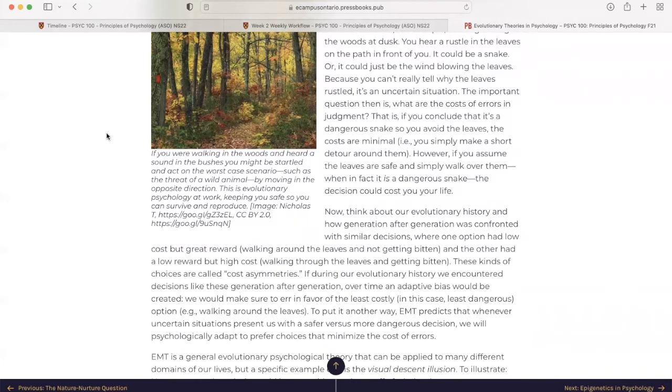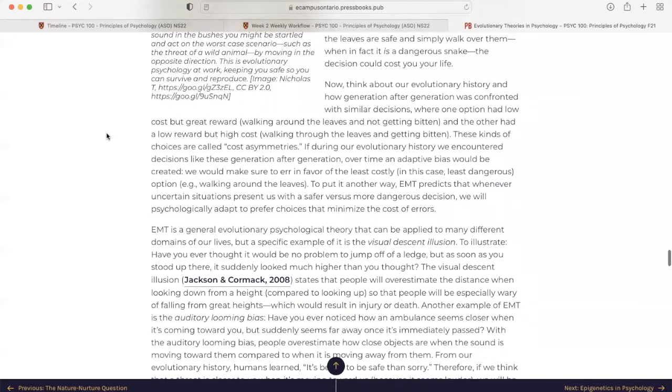However, if you assume the leaves are safe and simply walk over them, when in fact it is a dangerous snake, the decision could cost you your life. Now, think about our evolutionary history and how generation after generation was confronted with similar decisions where one option had low costs but great reward, walking around the leaves and not getting bitten, and the other had low reward but high cost, walking through the leaves and getting bitten. These kinds of choices are called cost asymmetries.